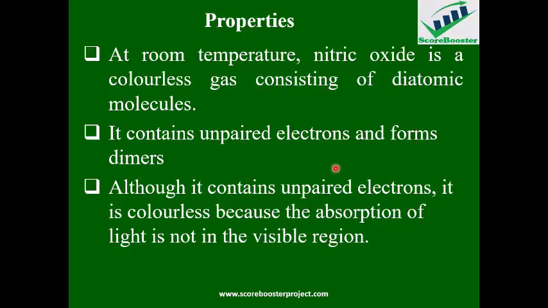So in this case, if you have nitric oxide from one compound, and we have another molecule of nitric oxide, when they react together they form what is called a dimer. That dimer contains two atoms of nitrogen and two atoms of oxygen, courtesy of the unpaired electron in the two nitric oxide molecules.